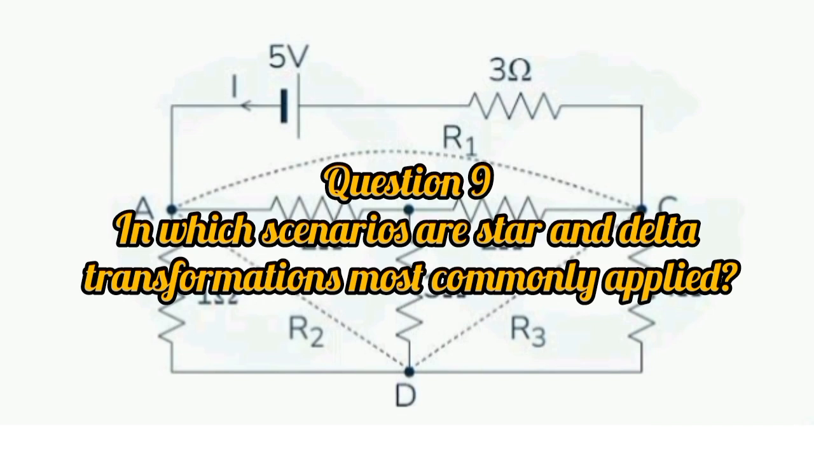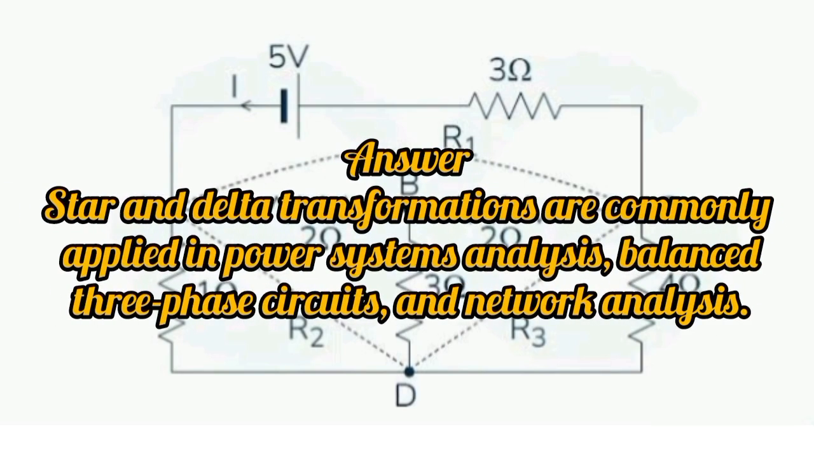Question 9. In which scenarios are star and delta transformations most commonly applied? Answer. Star and delta transformations are commonly applied in power systems analysis, balanced three-phase circuits, and network analysis.